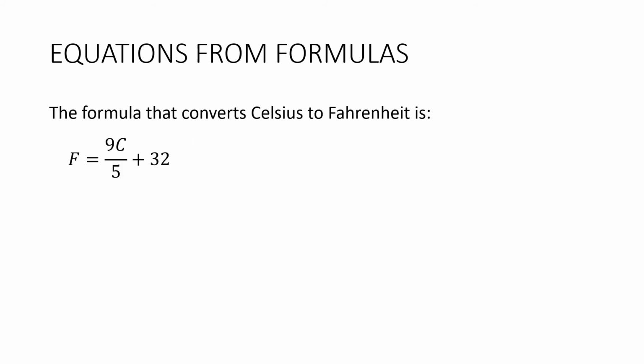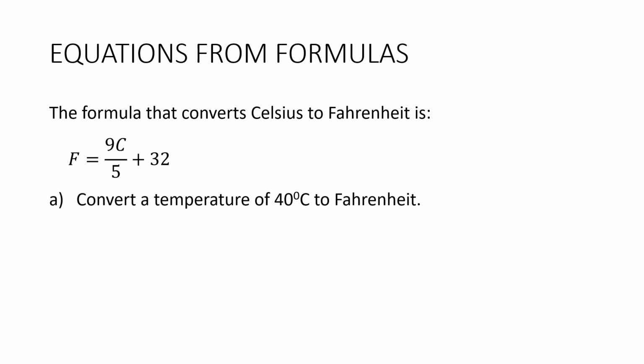Now you could be given a question that has a formula that you might not have seen before, like this one. This formula converts a temperature of Celsius to a temperature of Fahrenheit. F is equal to 9C over 5 plus 32. Now let's start off by just doing a straight substitution into the formula before we look at an equation. Convert a temperature of 40 degrees Celsius to Fahrenheit.